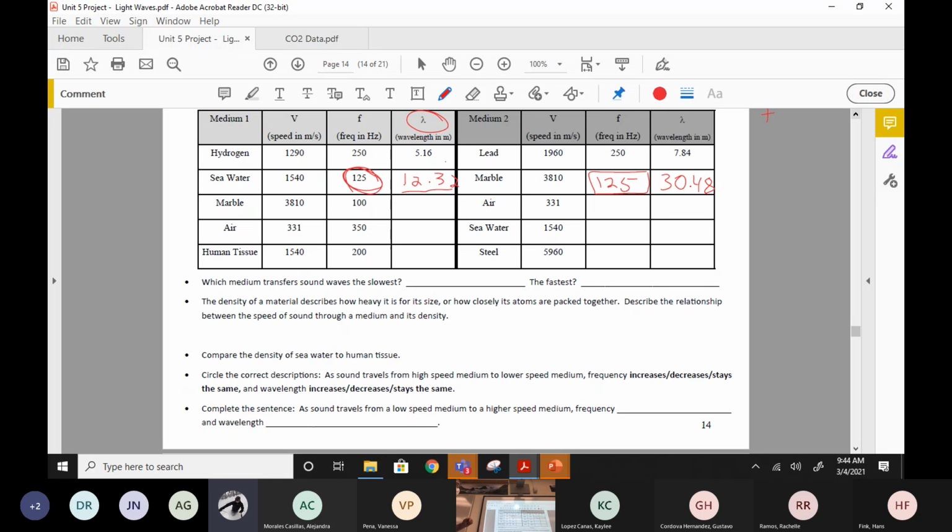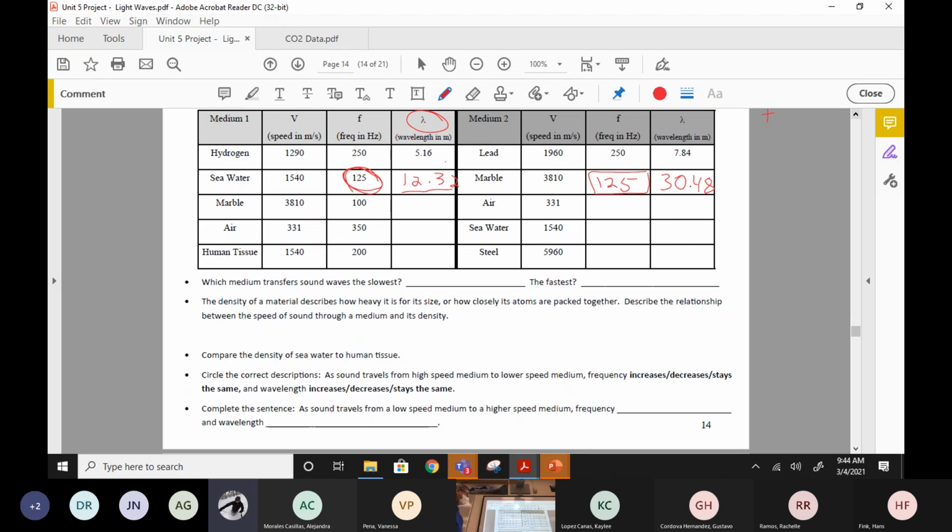Next, circle the correct descriptions. As sound travels from a high-speed medium to a lower speed medium, so let's find an example. From a high speed to a lower speed. Here's a good example, from marble to air. As it goes from high speed marble to low speed air, the frequency does what? You circle. Does it increase, decrease, or stay the same?